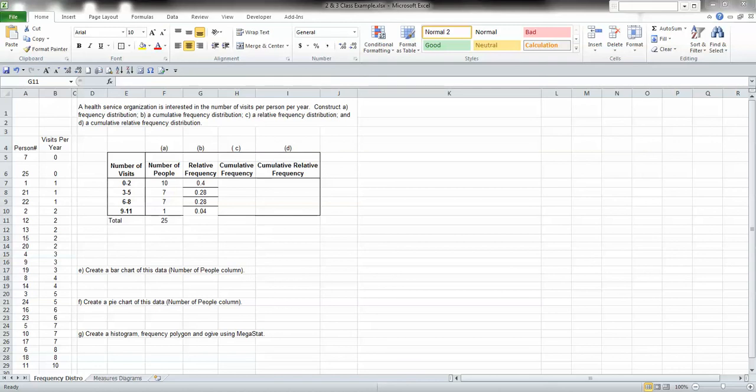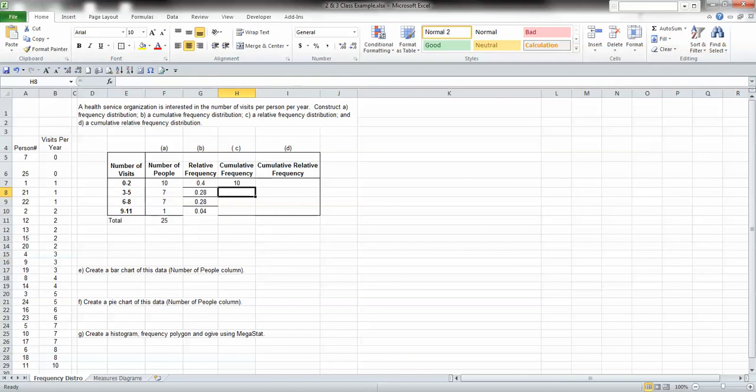Our next step is to calculate the cumulative frequency. And the cumulative frequency is merely the tally of the number of people that are in all classes up to the class that we're in, or the grouping that we're in. So in the first case, we're looking at the number of visits from 0 to 2, and the number of people in that grouping is 10.